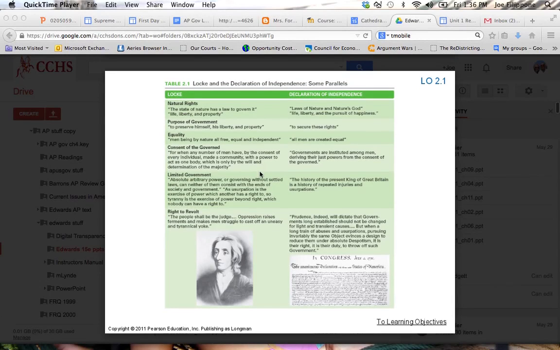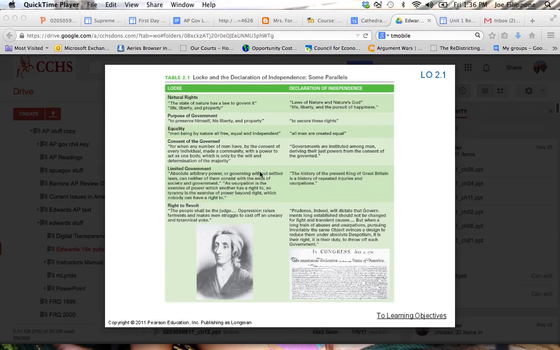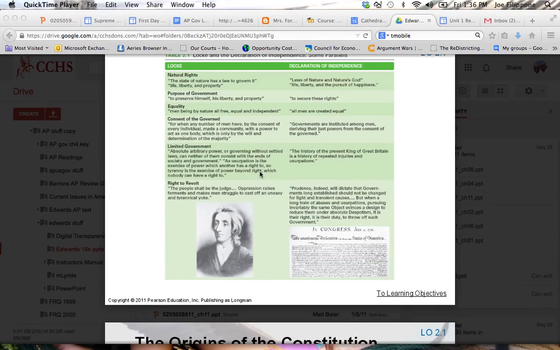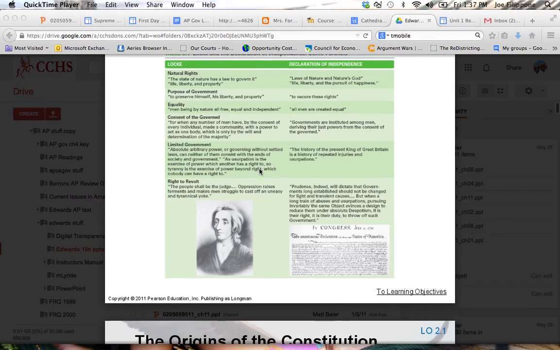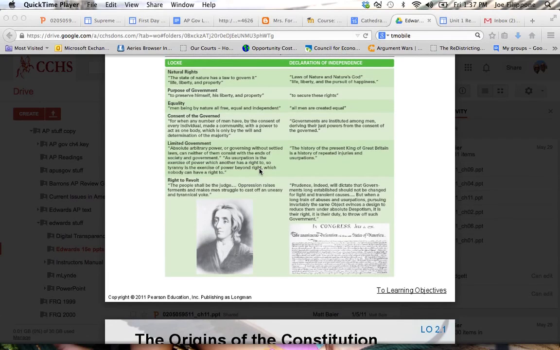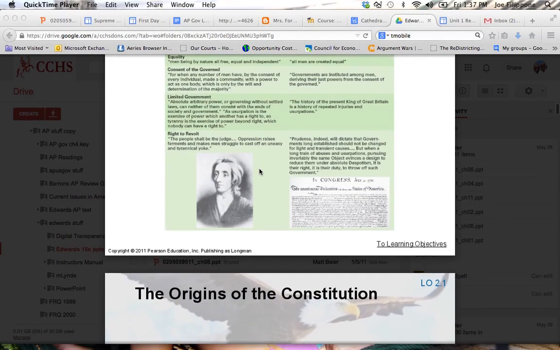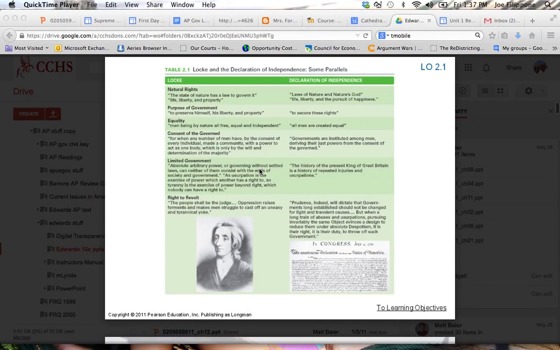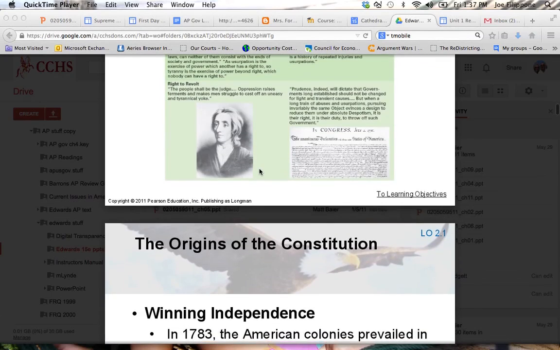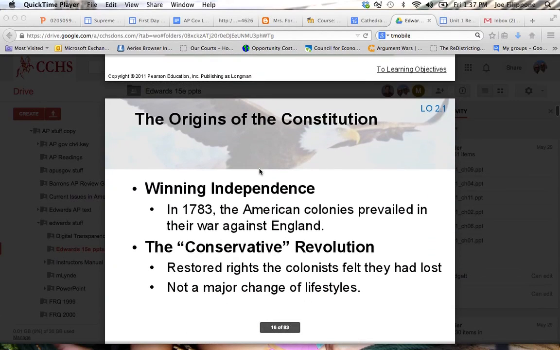Okay, and then they also talk about equality, consent of the governed. All men are created equal. Consent of the governed, and limited government. And they also talk about the right to revolt, which came from Locke. If oppression makes men struggle, they need to cast off the uneasy and tyrannical yoke, which basically means get rid of the old government, make a new government. And that's basically where Thomas Jefferson, who was very well read, got his ideas for writing the Declaration of Independence.